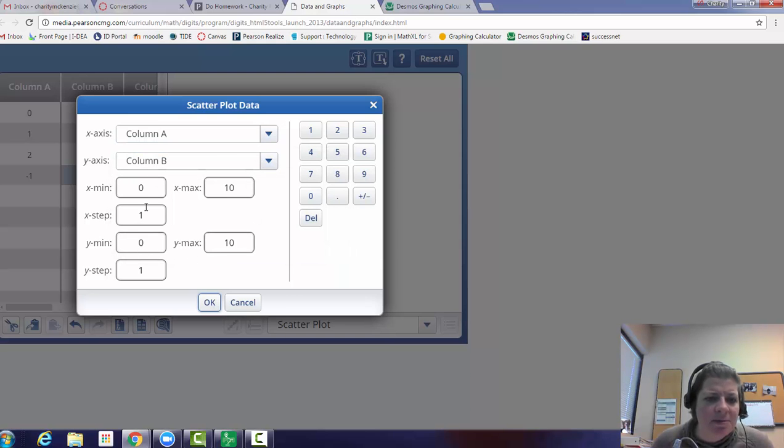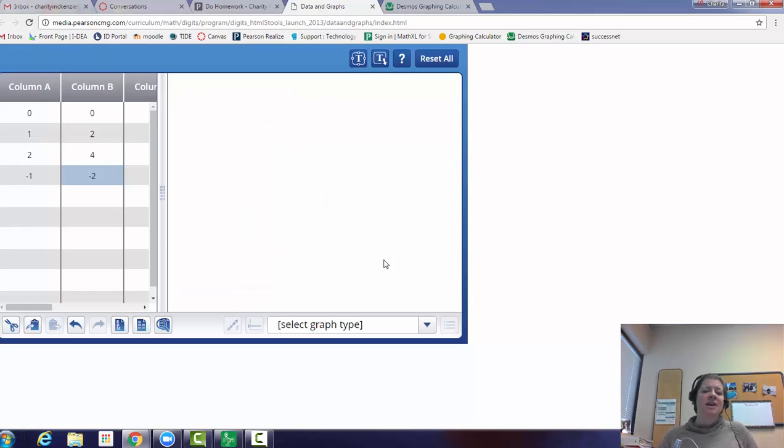Minimum, maximum, minimum. Oh, let's do negative 10 to 10. So we're going negative 10 to 10. Okay. Step. Wait. Why is my column A? Oh. X-axis, Y. Column B. Goodness, I still can't get that to work. I am not showing you something good.